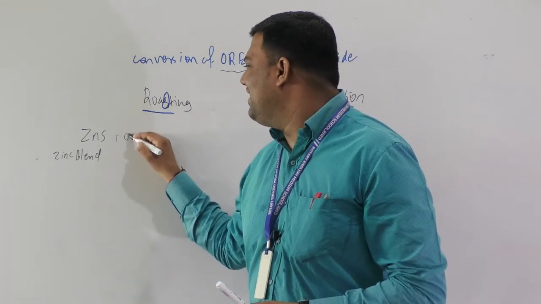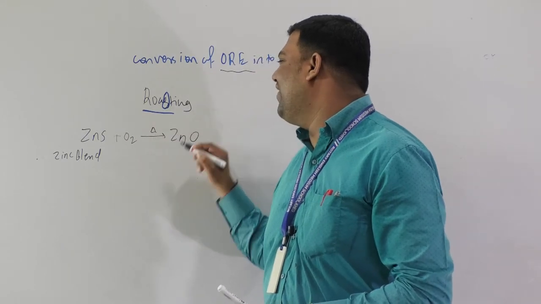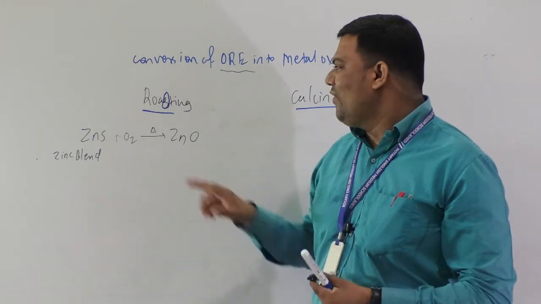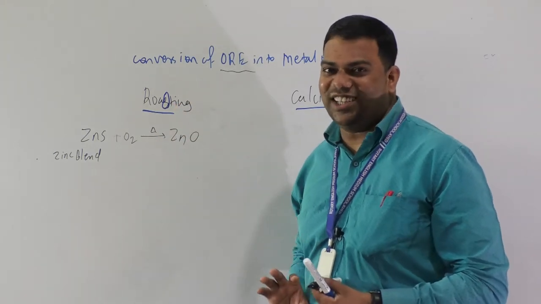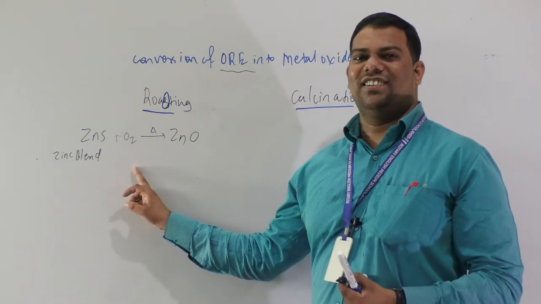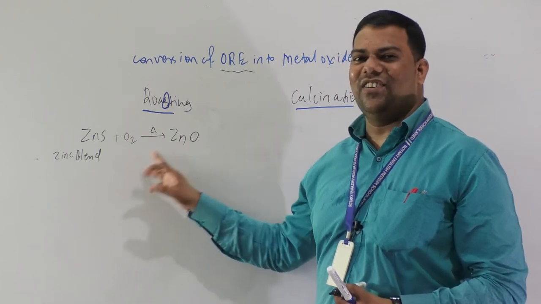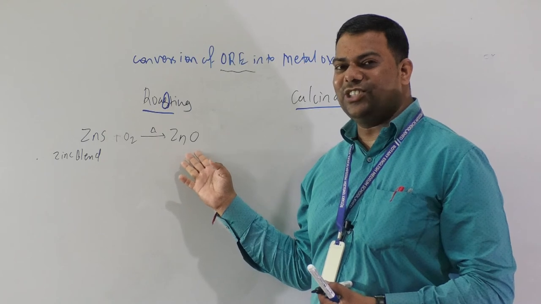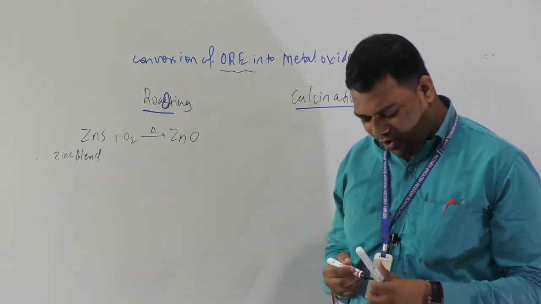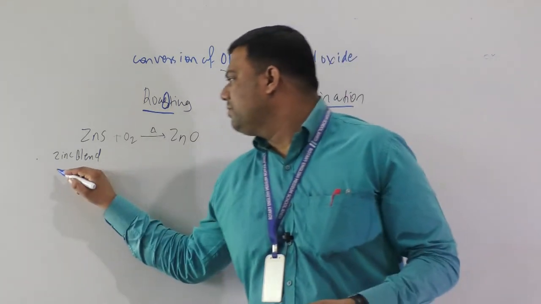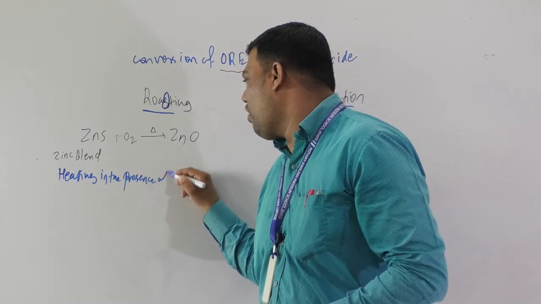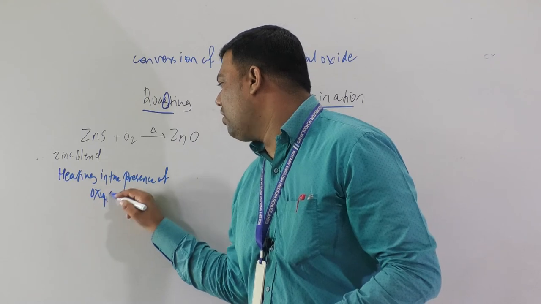Understood? So what will you get? Yes, ZnO we will get. Afterwards you balance this reaction, no issues, but understand the concept here. The S is for sulfide ores, roasting, and heating that ore in the presence of oxygen. Then and only then will we convert it into ZnO. If you get this oxide, the extraction of that metal becomes easier. So we can write here: heating in the presence of oxygen.